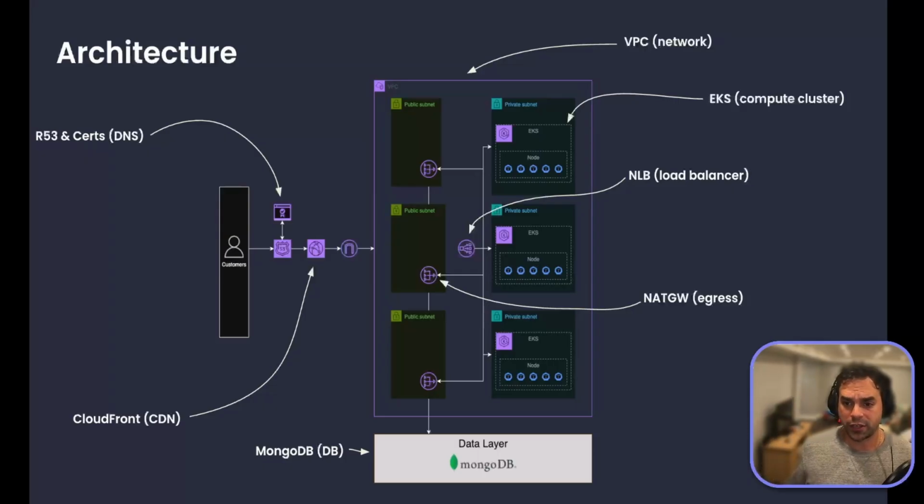So here's our architecture. It's a simple two-tiered VPC architecture that will host our EKS cluster. We have a network load balancer that's going to distribute load to our EKS cluster, and we have a CloudFront that's going to act as an ingress to our cluster. Our data layer in this case is MongoDB. For a more detailed view of the architecture and the components, I have another video that goes through the entire setup of the cluster that would be beneficial to watch.